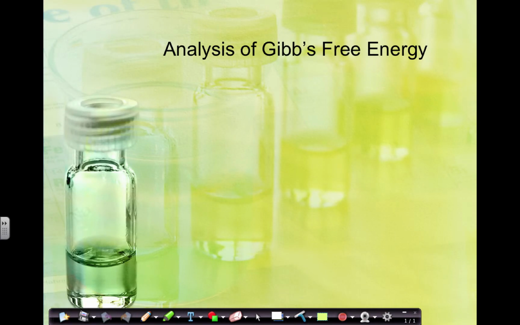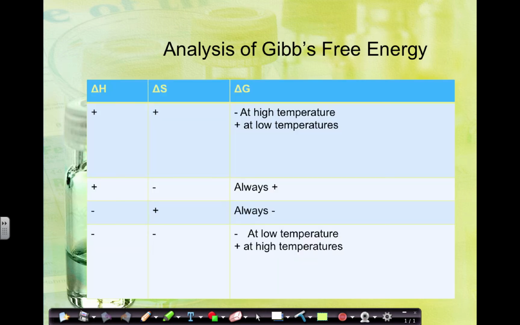Alright, so in this video I'm going to go over Gibbs free energy a little bit more, and you will be asked to predict whether a reaction is going to be spontaneous or non-spontaneous based on not even knowing the values of the enthalpy and the entropy, but just knowing whether it's positive or negative. So you do need to know this. Now you can memorize it if you want, or you can just simply reason your way through it.